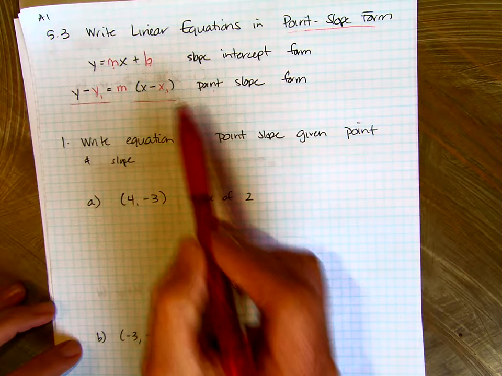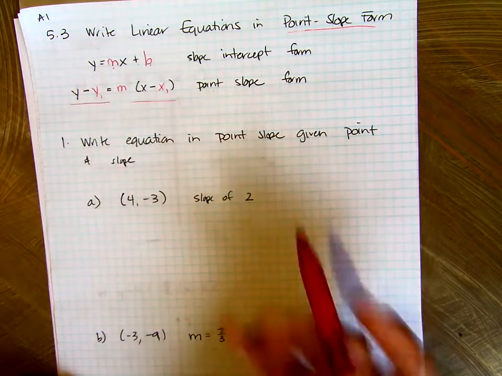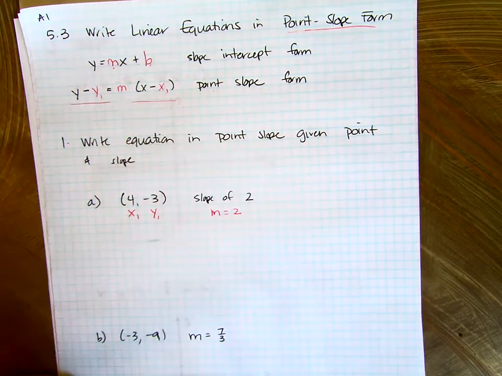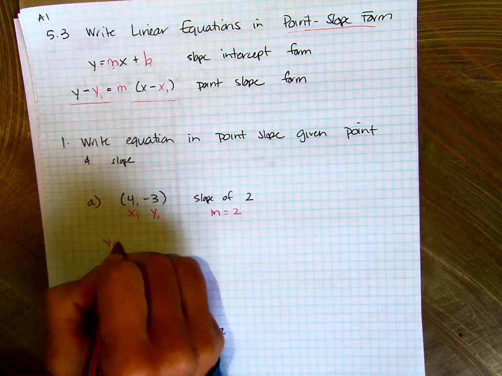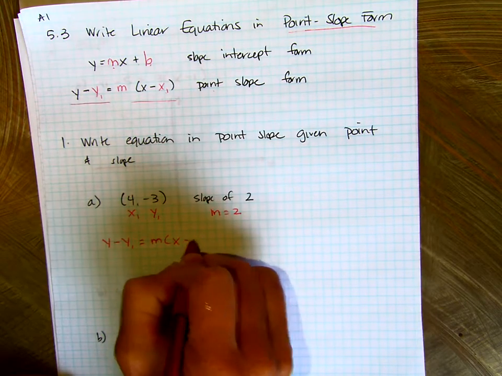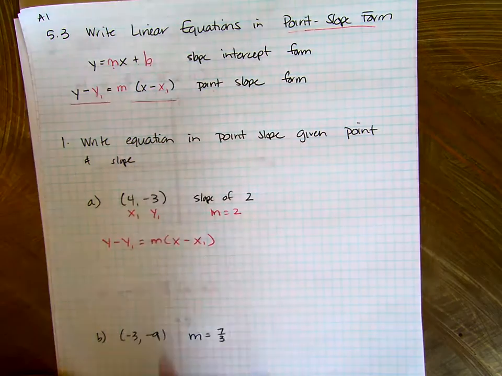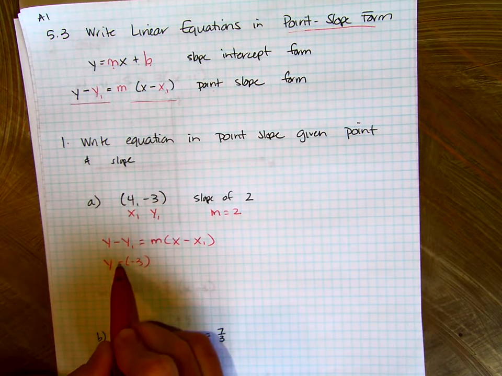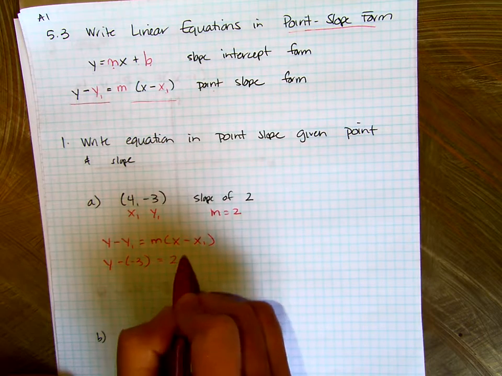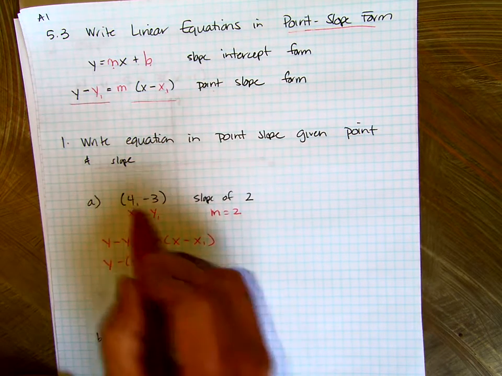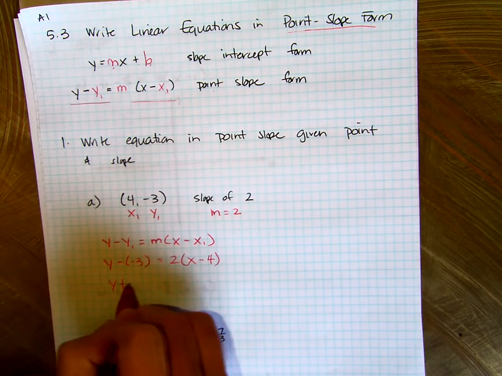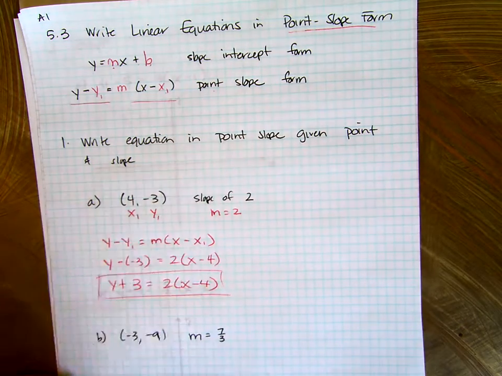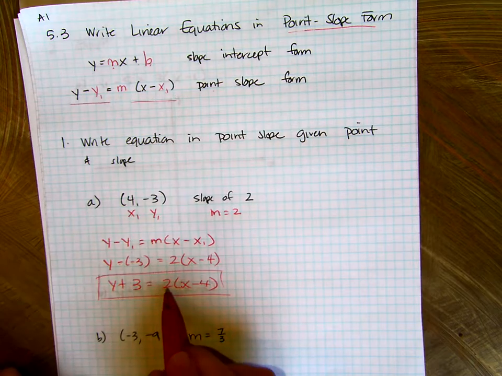So write an equation of point-slope given a point and the slope. The first thing I like to do is label my point x1, y1, and I'm going to notice that my slope is 2. So it's y minus y1 equals m times x minus x1. So I simply plug in my y1, being careful to note that I'm subtracting a negative 3. My slope is 2, and the x-coordinate of my point is 4. So I'm going to tidy this up, and I'm done. That is point-slope form. There's my point, there's my slope.